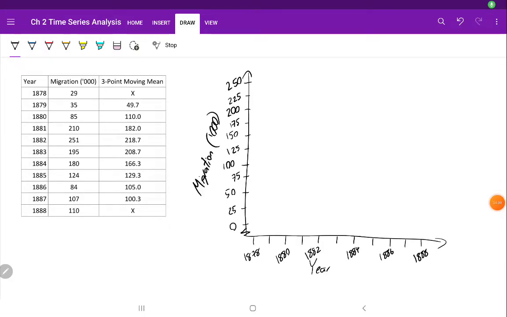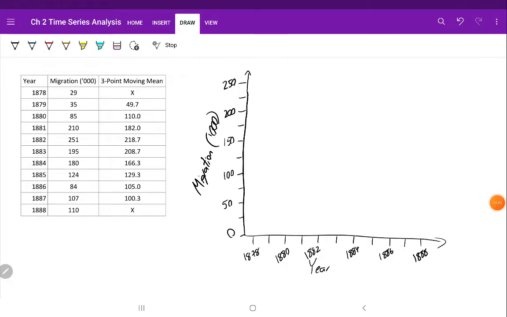Alrighty, so I've set up my axes. You can see I've gone up in 25s on one axis. Alrighty, so for my x-axis, I went up in just years, but I've only written every second year just so that I don't have to write so many.